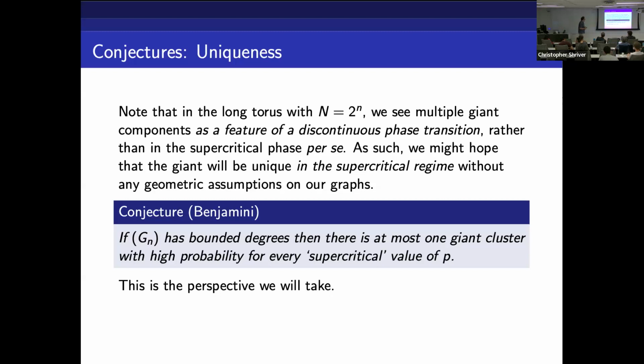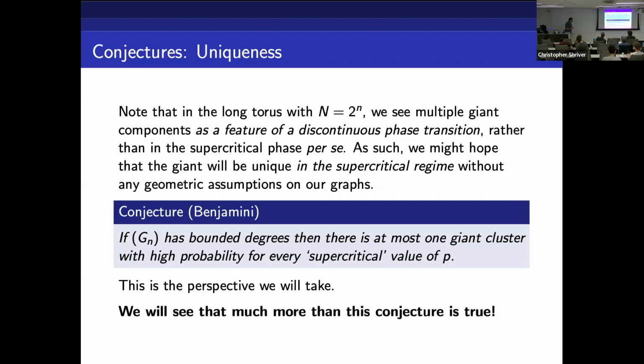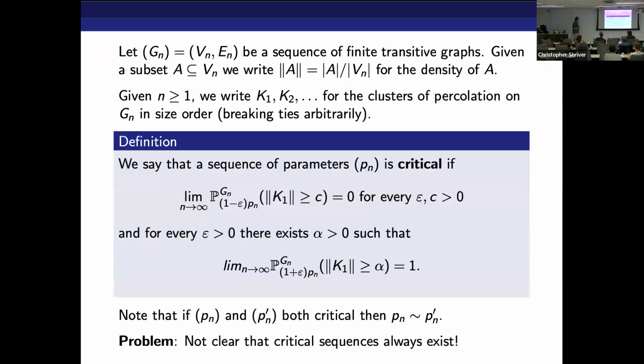This is what Itai conjectured, and this is what we proved, but in fact we'll prove something much more general than this. It was very surprising to me that we would be able to prove such a general result before we started. Before I tell you that, let me give you some precise definitions of what this stuff means. Let's take a sequence of finite transitive graphs.